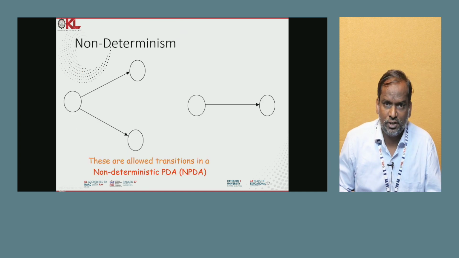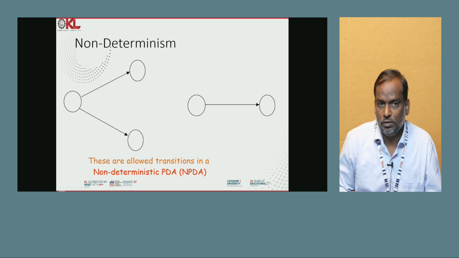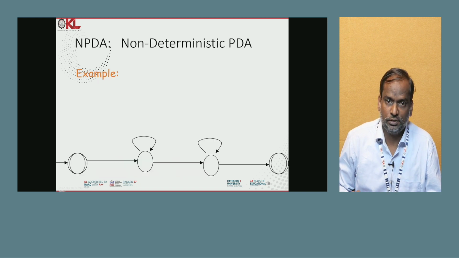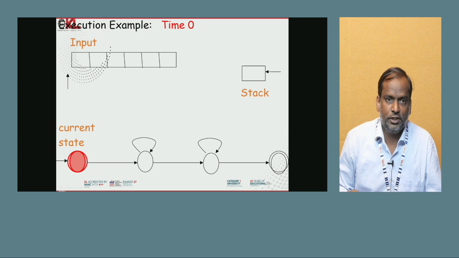Next, non-deterministic transitions. A Pushdown Automaton allows non-deterministic transitions, so it is called a non-deterministic Pushdown Automaton. It means that it considers the current state and current input symbol, and based on that it can move to one or more states. That is called non-determinism, or non-deterministic transitions, or a non-deterministic Pushdown Automaton. Now we will see an example.